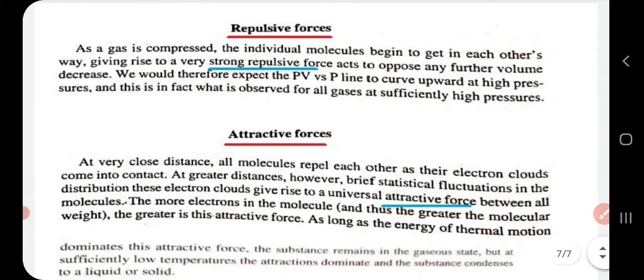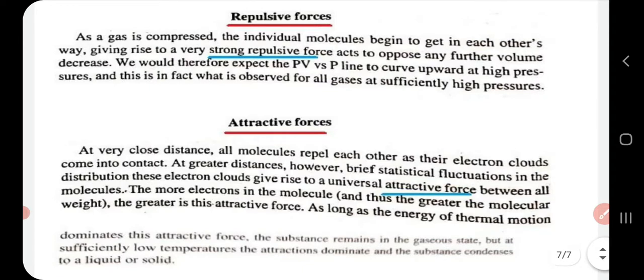Now let us discuss about the repulsive force and attractive force. Intermolecular forces means actually the forces that exist between molecules in a matter. It can be either solid, liquid, or gas. Okay, that is the definition for intermolecular force. Now this intermolecular force can be either attractive or repulsive.